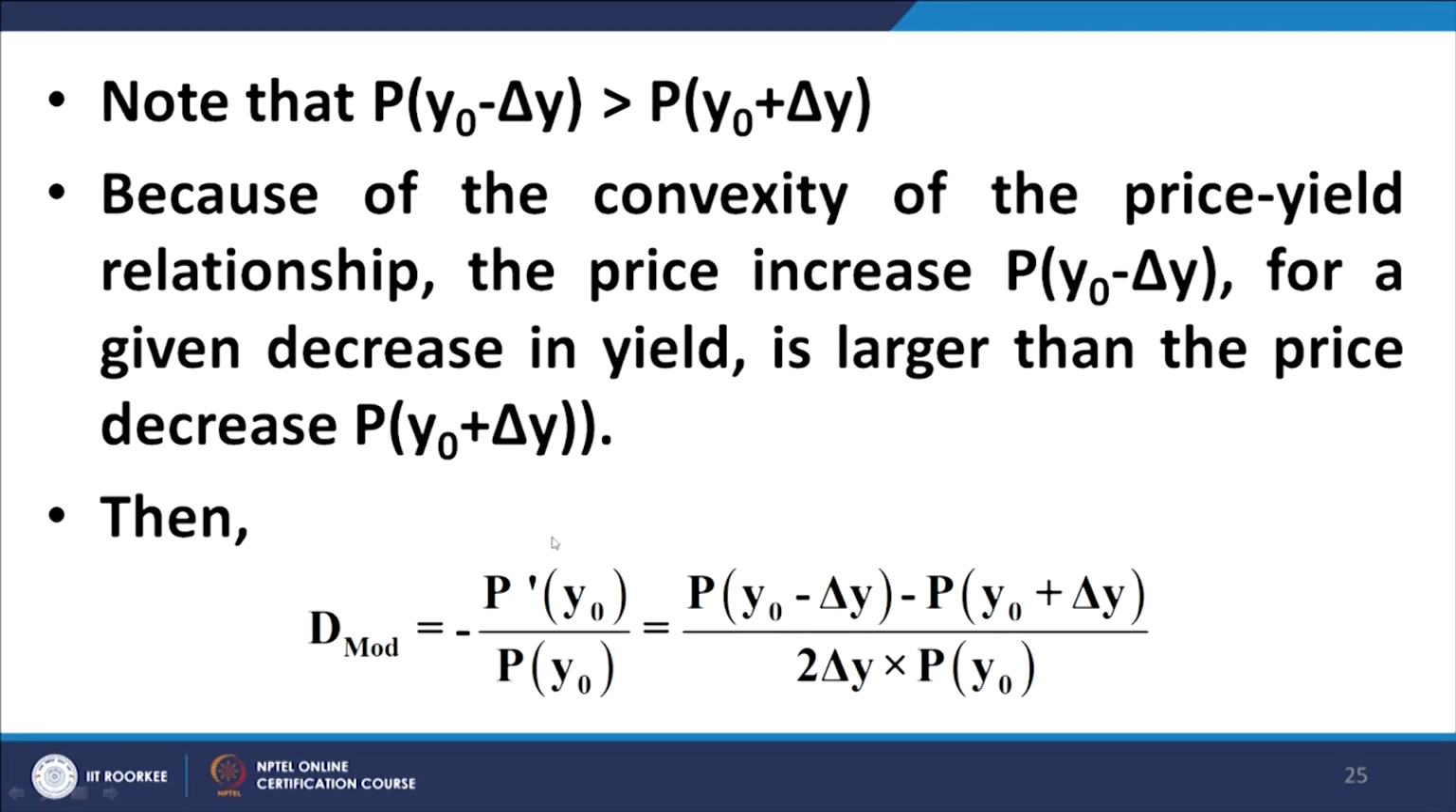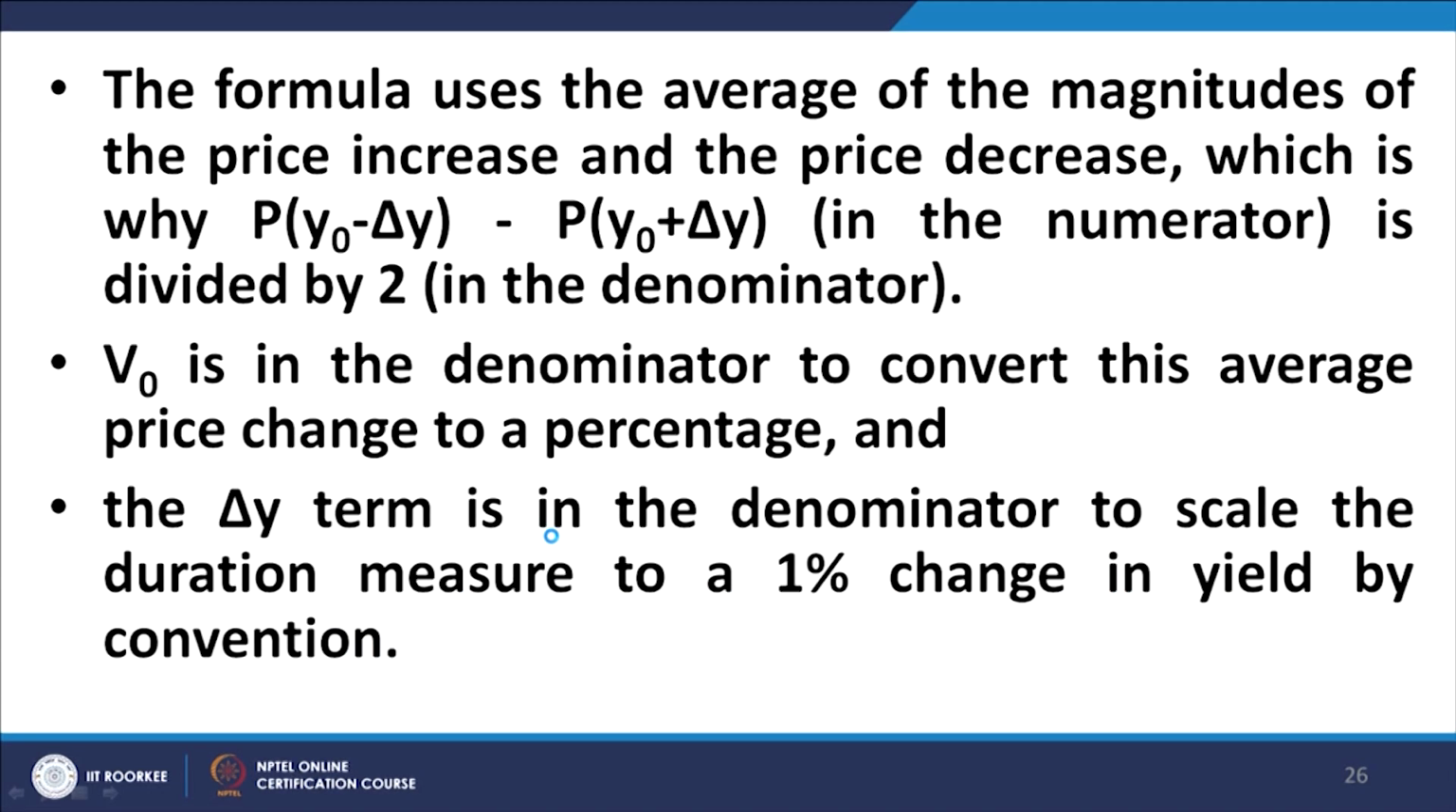And now, these are some more details about the figure which we have already discussed. Because of the convexity of the yield price curve, P of y 0 minus delta y will be greater than P of y 0 plus delta y. We have already discussed this, and this arises because of the convexity, and then this formula also I have explained.